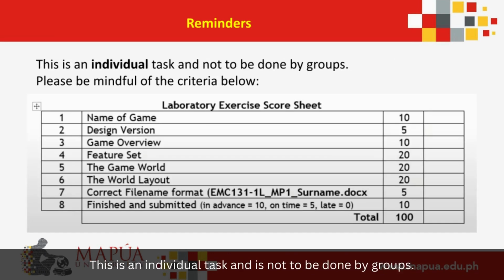Reminders. This is an individual task and not to be done by groups. Please be mindful of the criteria below.